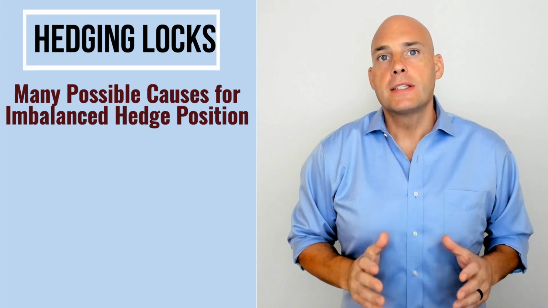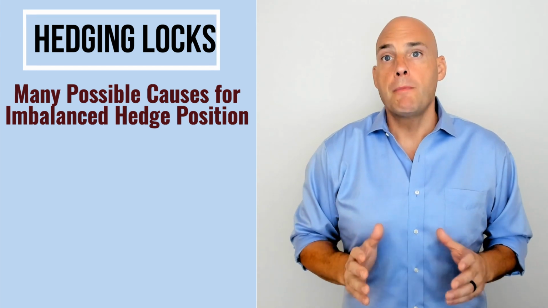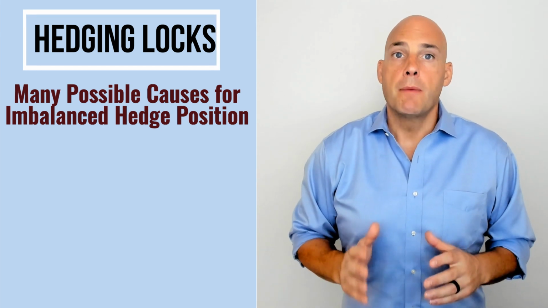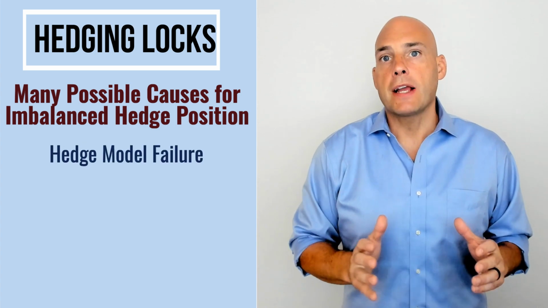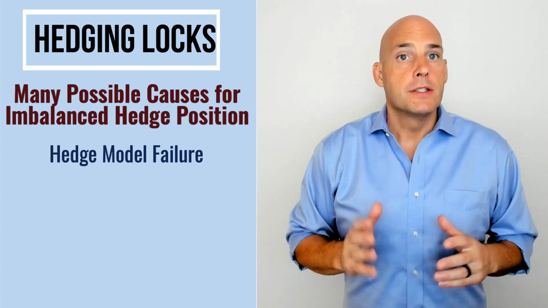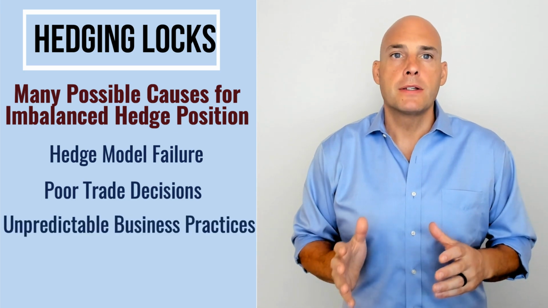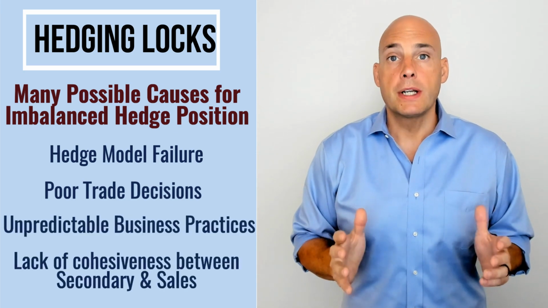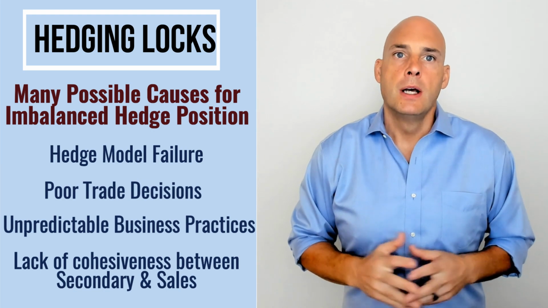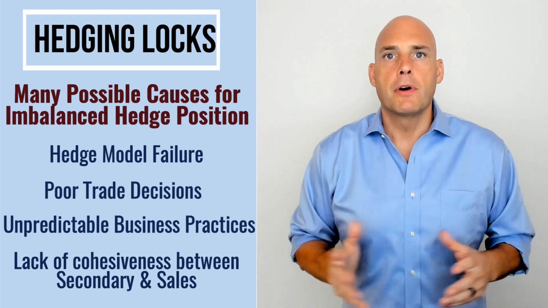So there are a lot of things that can contribute to a hedge position being out of balance at any given time, some of which are related to the sophistication and accuracy of the hedge model and analytics, some are related to the hedger's trade decisions, but many are related to the lender's business practices and how well secondary and sales work together to mitigate interest rate risk. But just how significant is an improperly hedged position?